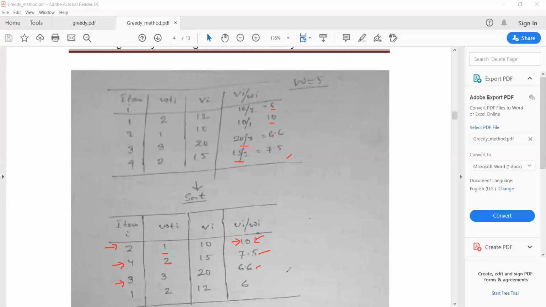So you have a maximum weight W. If you choose item 2 completely, you earn 10 as profit. Then second, if you choose the complete item 4, you have exhausted 1 plus 2. The maximum weight now becomes 5 minus 3. As a result, it has become 2.